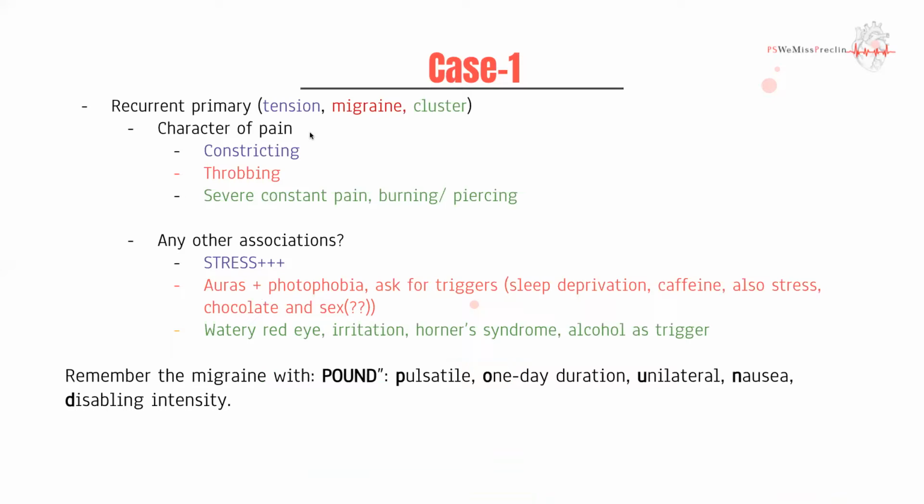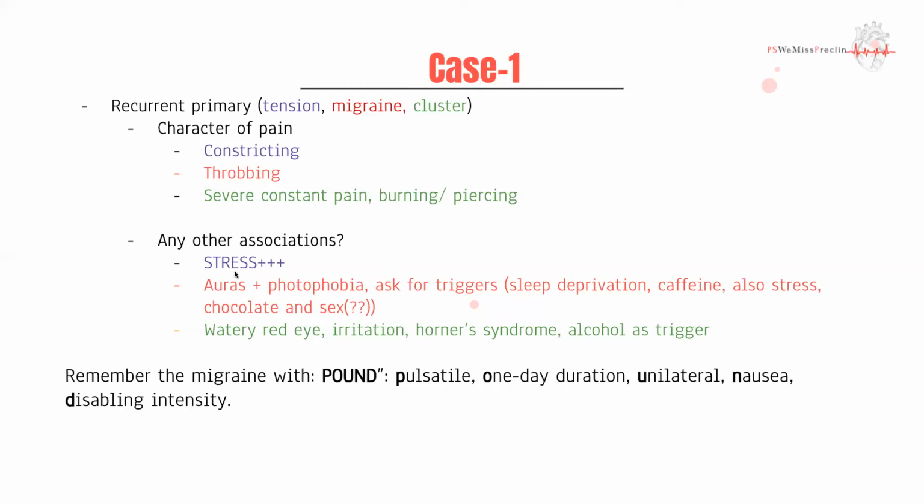The character of pain, again, tension is relatively constricting. Migraine is considered throbbing pain, which is why we think of migraines as potentially having a vascular origin, a vascular contributing factor. And cluster headaches are severe, they are constant, and they are often associated with burning or piercing sensations. And that is with the retroorbital pain that they do have.